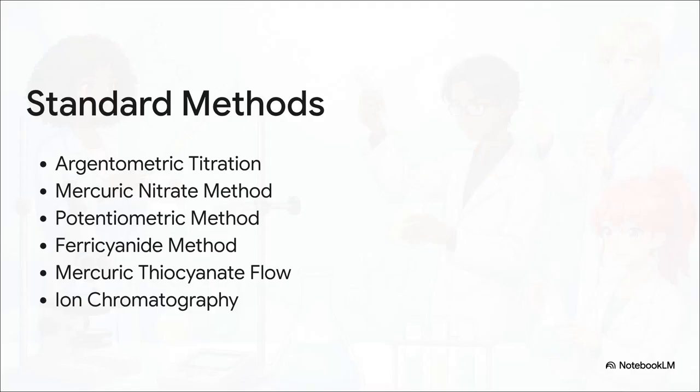To solve this exact problem, scientists over the years developed a comprehensive toolkit. These are documented in standards like ISO 9297. You've got recognized methods ranging from argentometric titration to the mercuric nitrate method, potentiometric methods, automated ferric cyanide methods, mercuric thiocyanate flow injection, all the way to ion chromatography. Now, while there are a lot of options, our explainer today is going to focus on an evolutionary progression. We're going to track our leap from classic chemical reactions directly to modern ion chromatography.